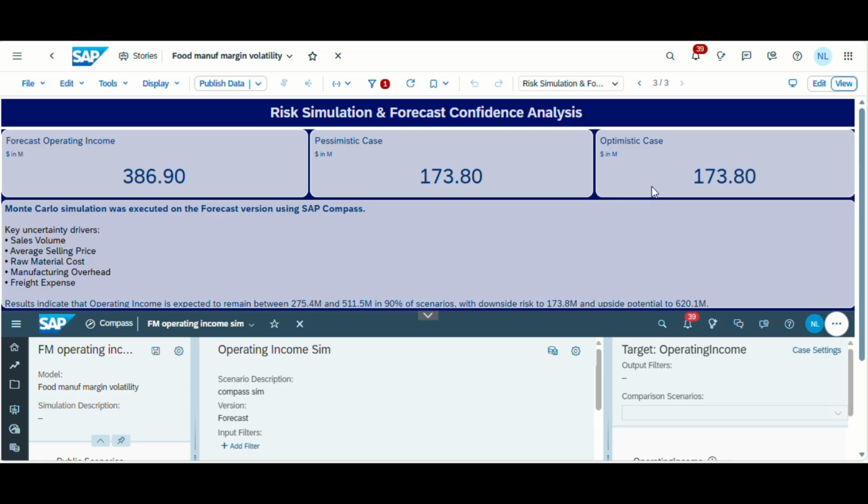Monte Carlo simulation. The simulation analyzes key business drivers such as sales volume, average selling price, raw material cost, manufacturing overhead, and freight expense. Based on the simulation, operating income is expected to remain between approximately $275 million and $511 million in 90% of the scenarios, with a downside risk of $173 million and an upside potential of $620 million.